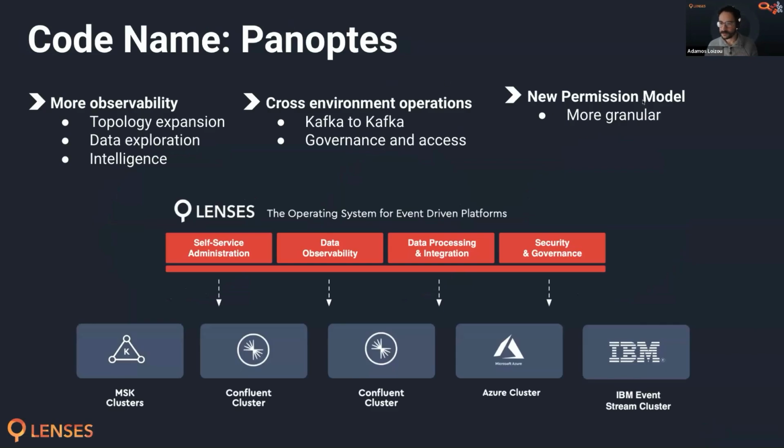With 6.0, we are aiming to solve this problem. We've codenamed it Panoptis, after the ancient Greek epic of Ulysses and the giant who had eyes all over him. So Panoptis is that giant. Our version 6 is going to be our Panoptis, the Lenses that has all the all-seeing eyes that can understand all your Kafkas at once. So even if you have 300 or 1,000 Kafkas, you only need 1 Lenses.